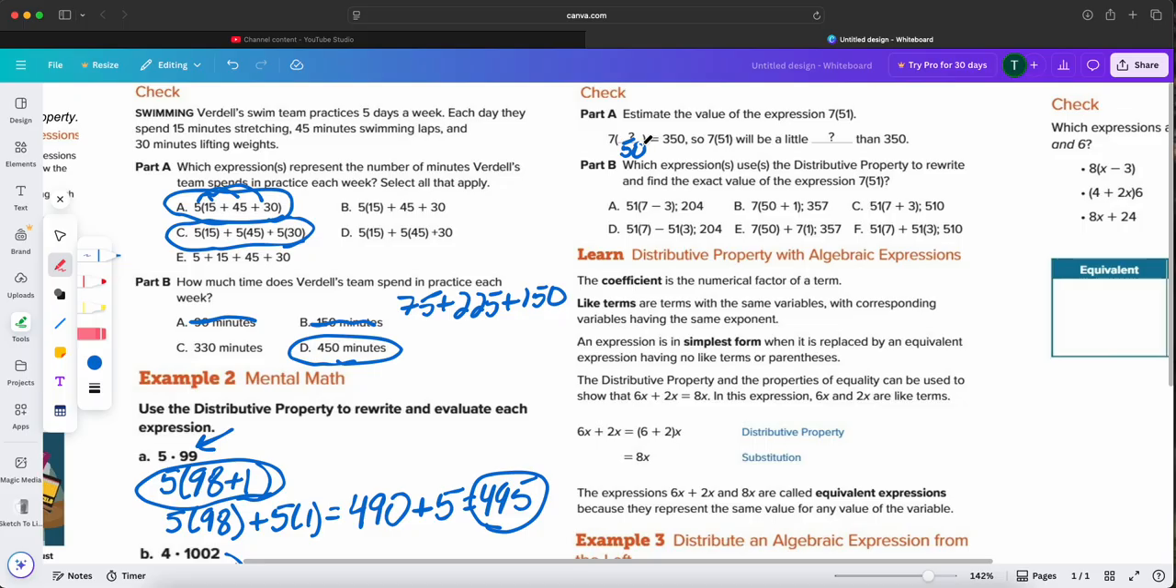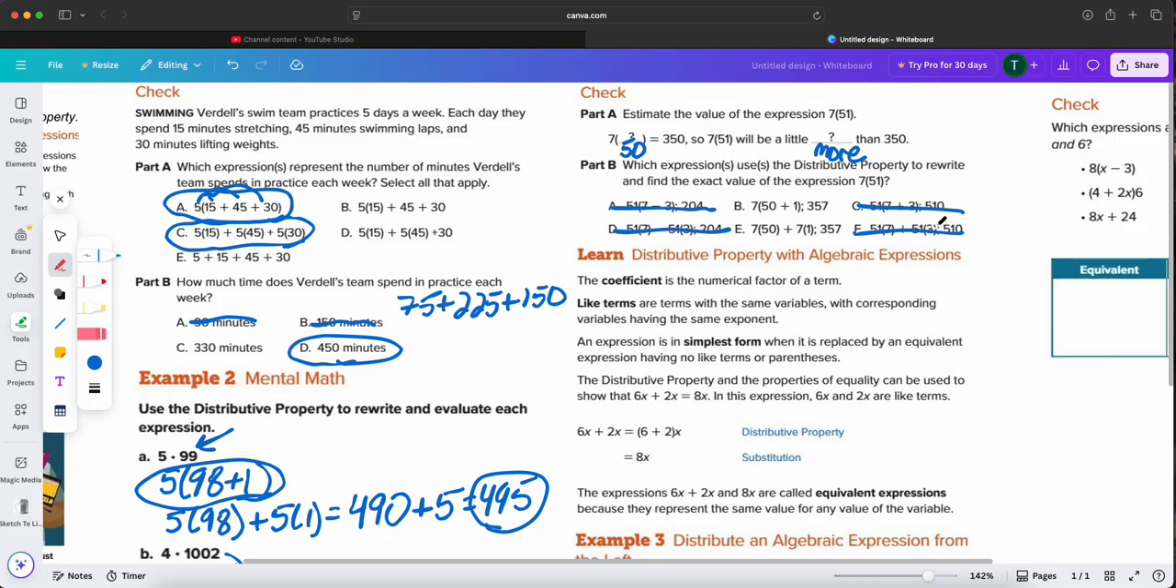Now, since 51 is more than 50, that means our answer needs to be a little more than 350. Okay? So technically, you could use knowing that to help eliminate options in part B. If our answer isn't a little more than 350, it's automatically out. So that would eliminate A, D, C, and F. So now we just need to double check B and E.